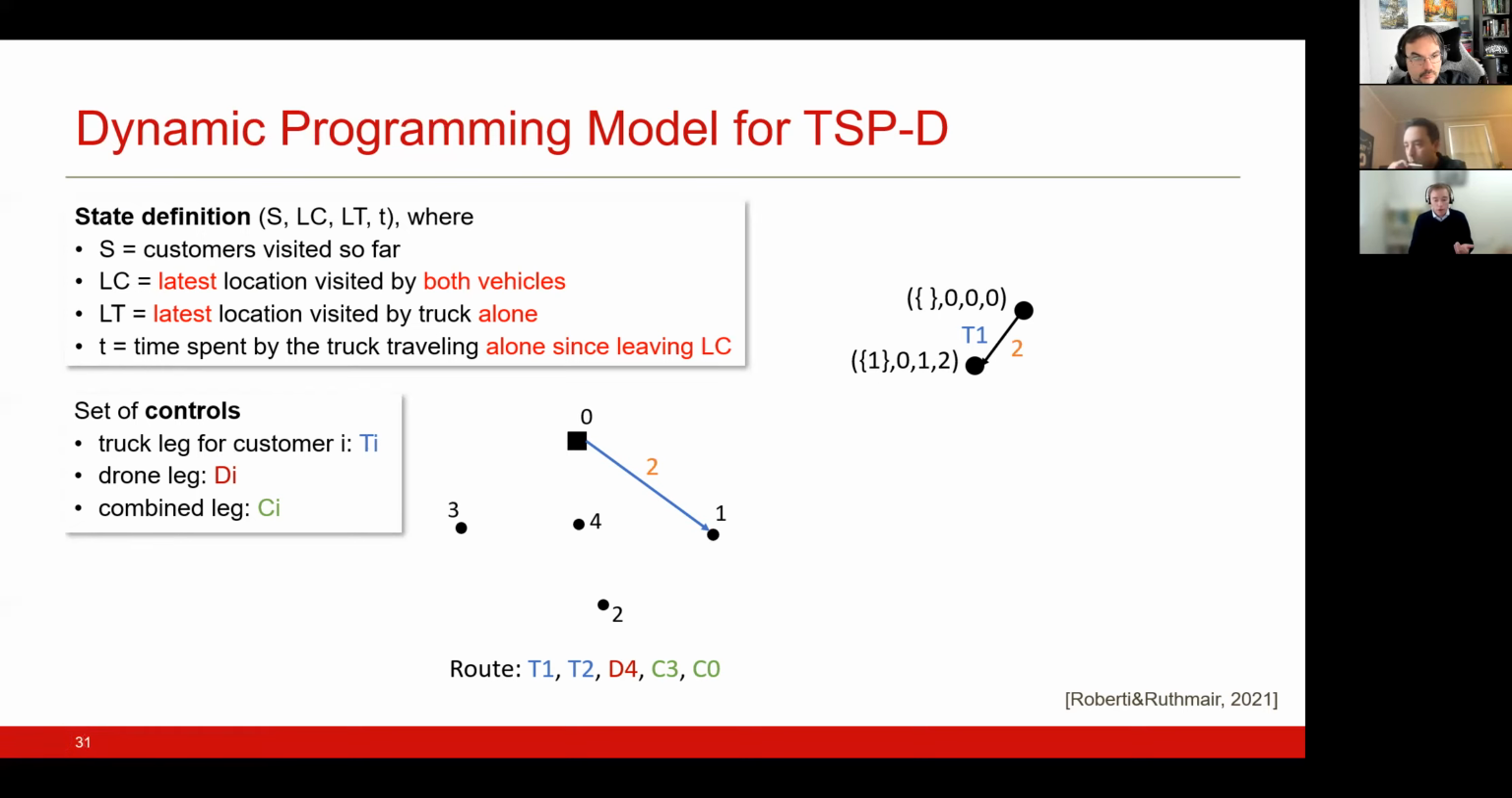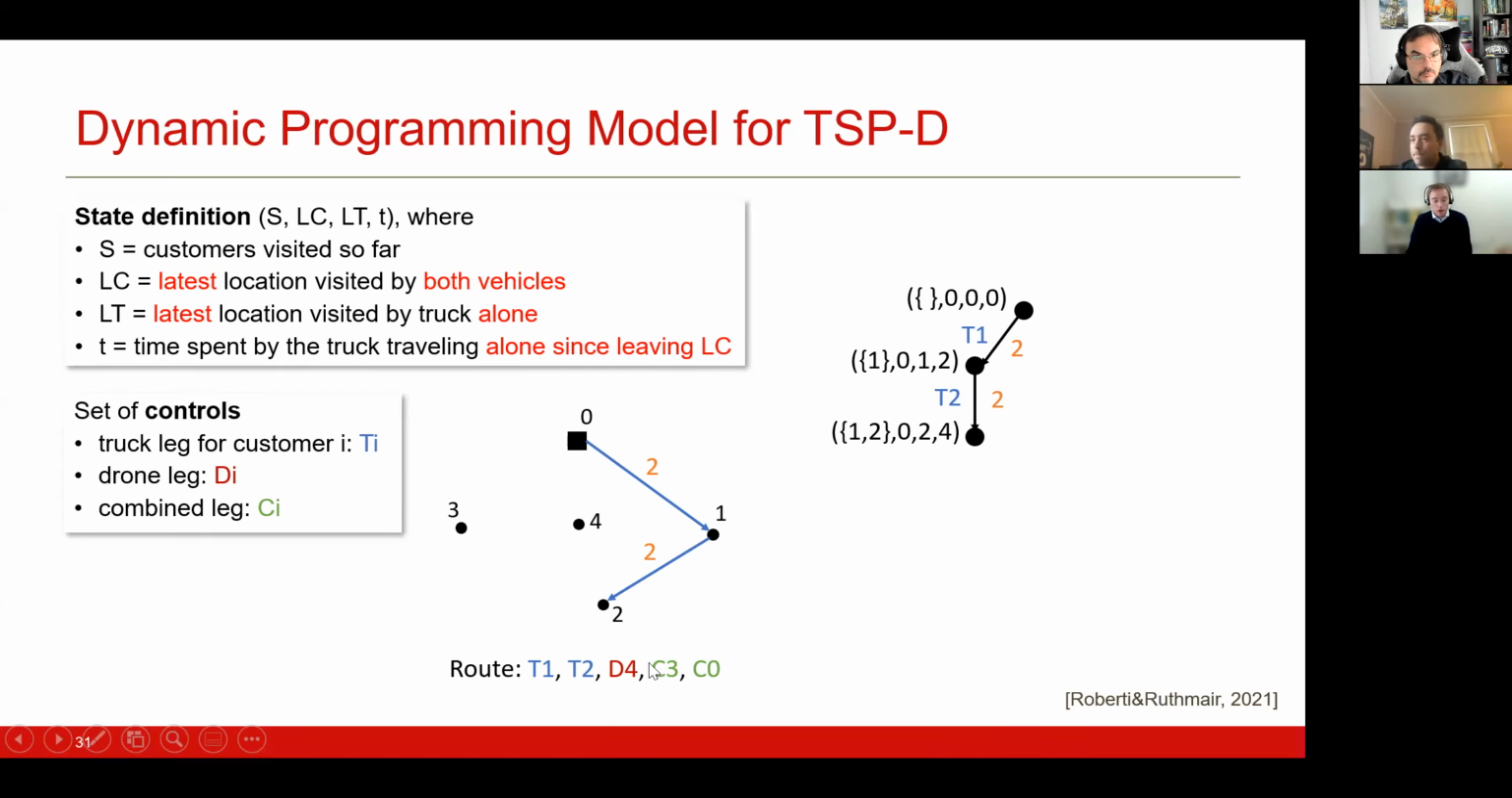Now I'll take number 2. T2, the truck is still on its own and the drone is still going somewhere else. It's fine. So the set of customers visited is 1, 2. And maybe this, by the way, is duration 2. So we can have a weight of 2 for this particular transition. This is the set of customers visited so far. Latest combined node is still the depot. The truck is at 2 and it took 4 time units to get there by the truck alone.